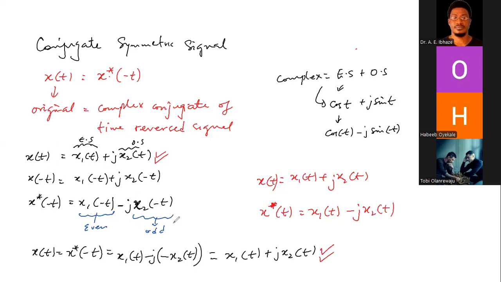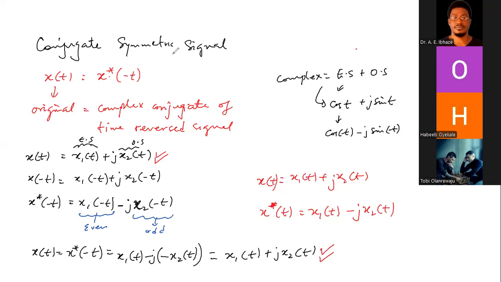But by way of extension, we've been able to see that the time reversal of the conjugate signal is the same as the original signal. And when that happens, we say the signal is conjugate symmetric. Is that clear, please? Yes, sir.